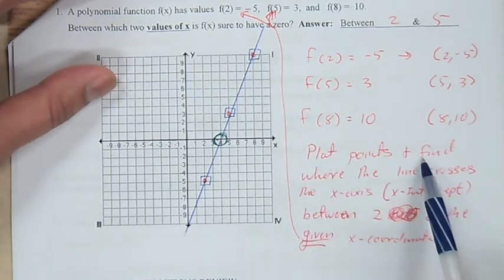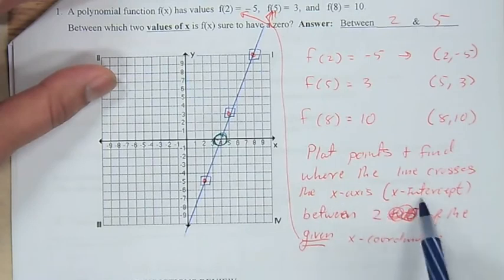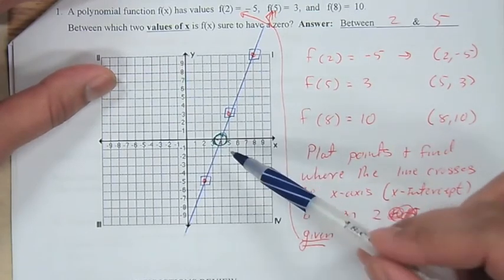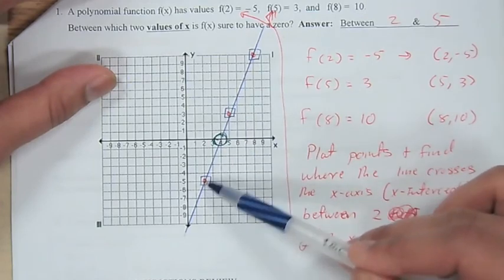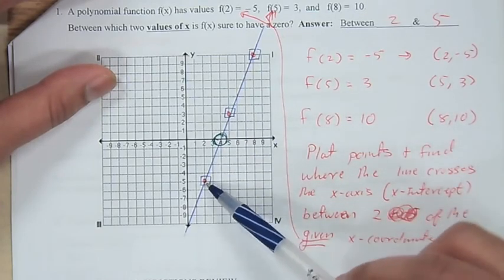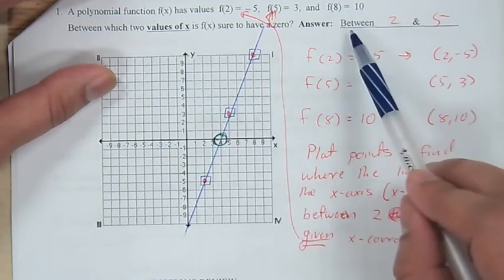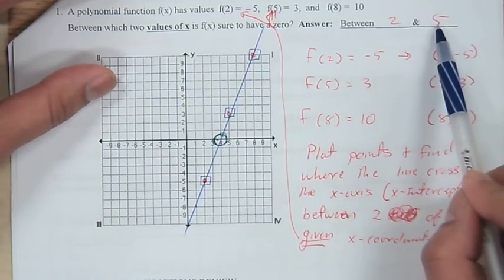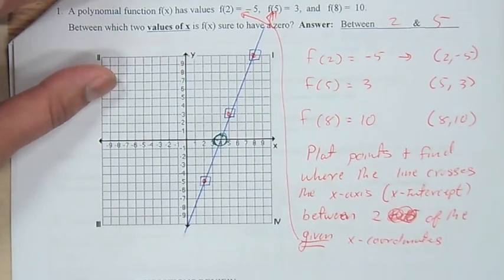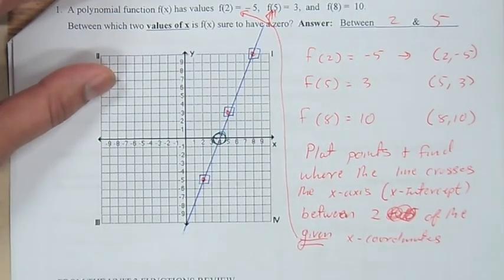So plot the points and find where the line crosses the x-axis, or the intercept, between which two of the given points. Well, it crosses between this point and this point. This point has the x value of 2, and this point has the x value of 5. So it crosses between 2 and 5. And don't worry about this part. This is not a part of the lesson.